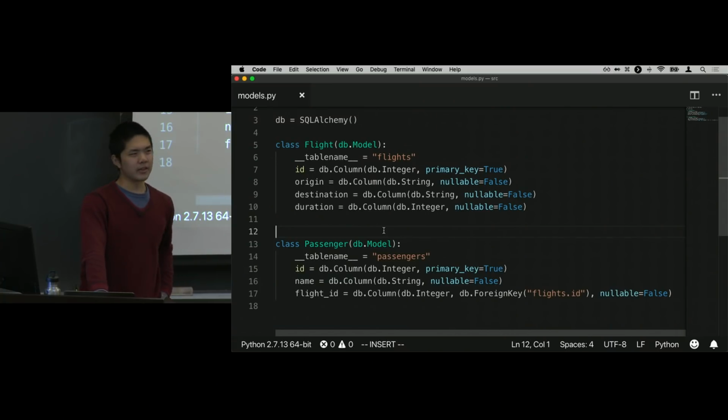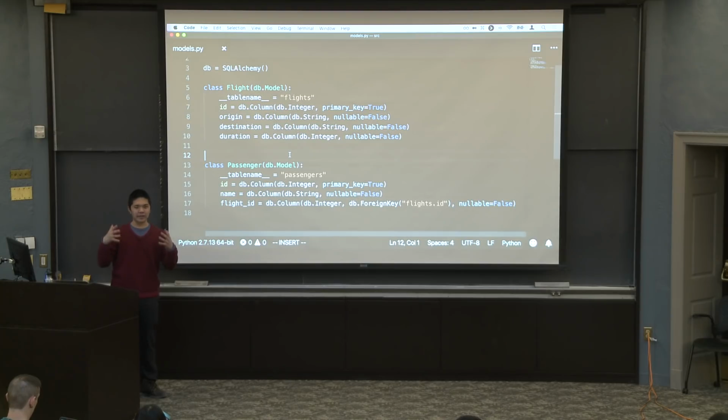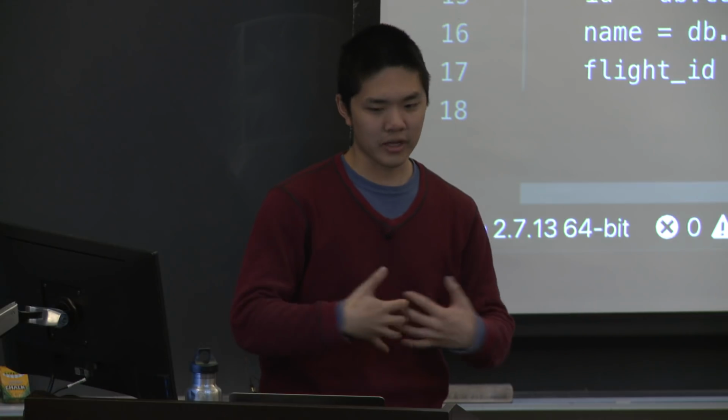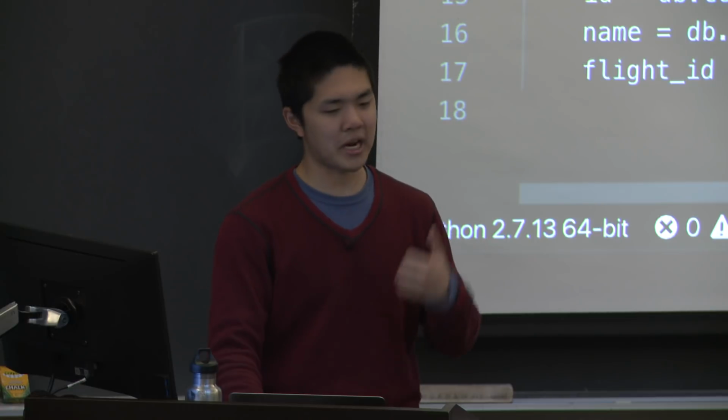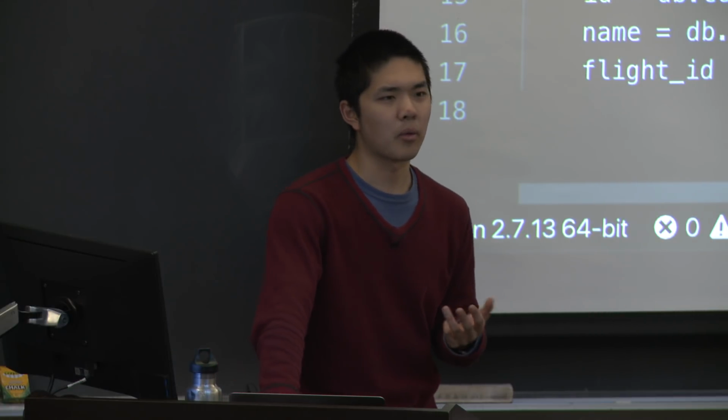You can think of a Python class as just a blueprint for what it is that an object looks like. So in other words, what is it that a flight looks like? Well, a flight has an ID and an origin and a destination and a duration. And the class is going to be a blueprint that lets me create many of these things. So I can create many flights, each of which has an ID and an origin and a destination and a duration. So that'd be one way to think of it.